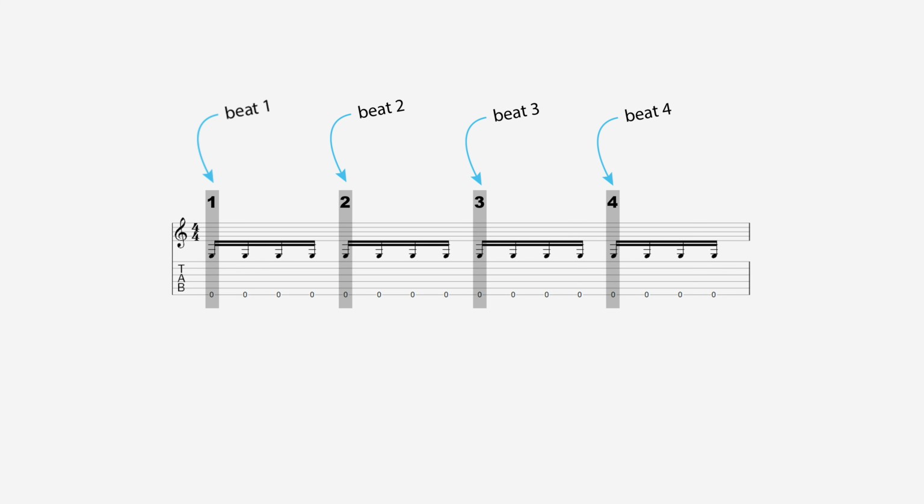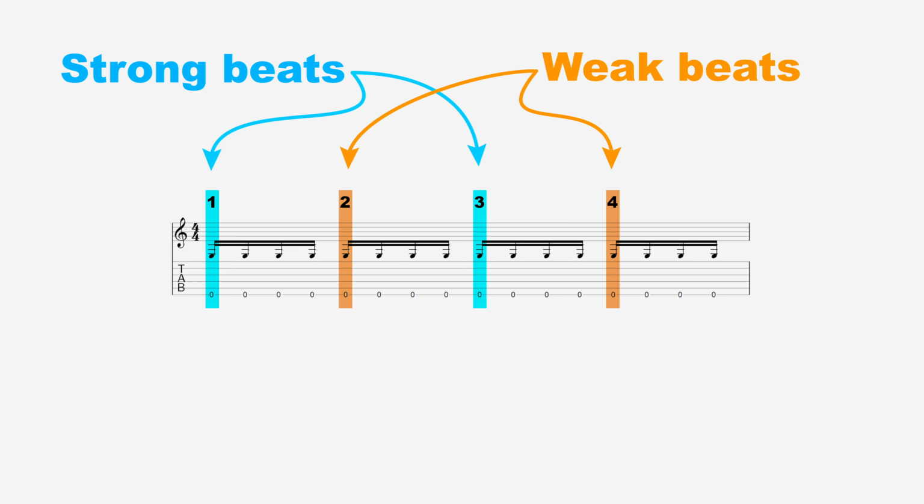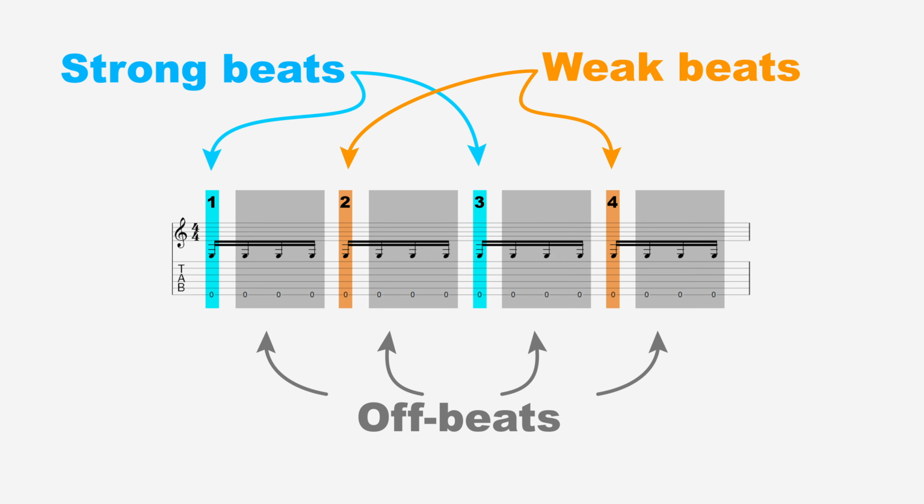This is a 4-beat bar divided into 16 subdivisions. That means 4 notes for each beat. The first and the third beats are called strong beats. Notes which are positioned here are recognized as anchoring. The second and fourth beats are called the weak beats. Rhythmically, they are less stable than strong beats. Everything in between is called the off beats. They're even less stable than the weak beats.